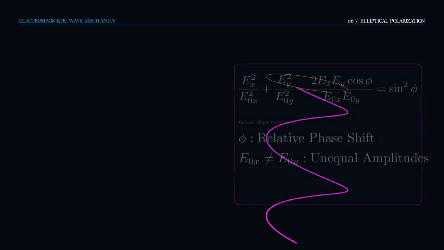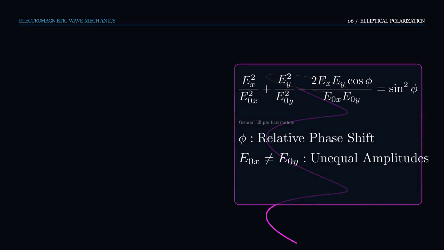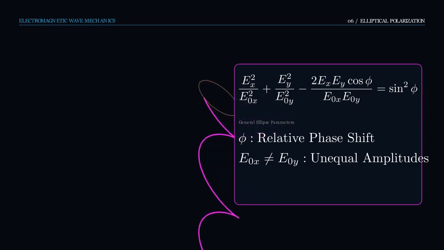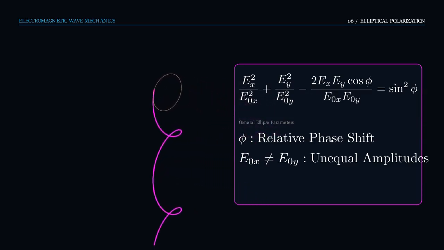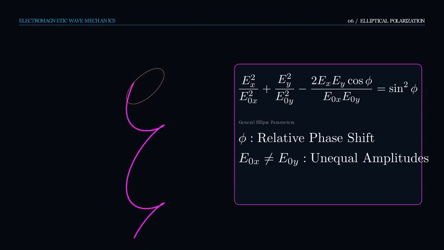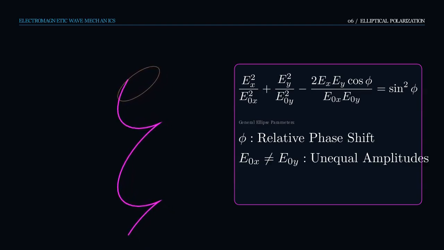If the amplitudes are unequal, or if the phase shift is any value other than 90 degrees, the helix becomes distorted. The tip of the electric field vector traces an elliptical path in the transverse plane, creating elliptical polarization. This is the most general state of polarization. Any state, whether linear or circular, is simply a special case of this elliptical geometry. By adjusting the amplitude ratio and the phase difference phi, we can sweep through every possible polarization state.